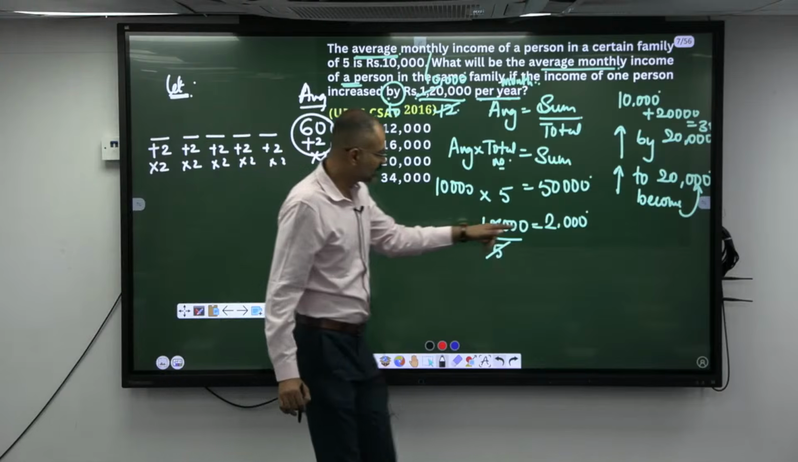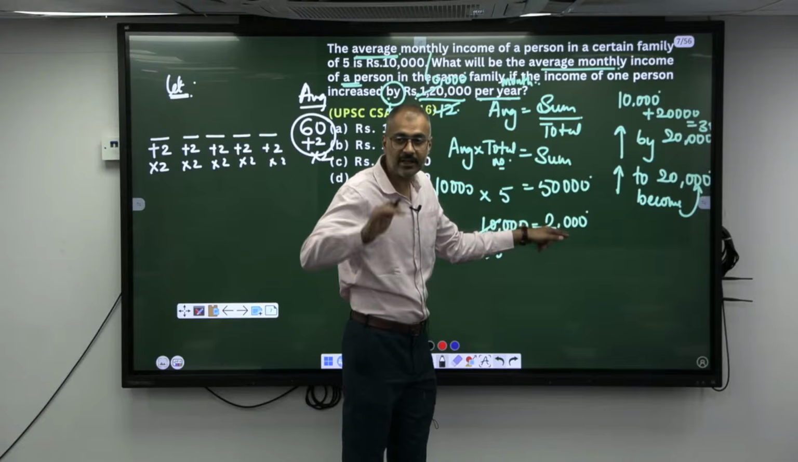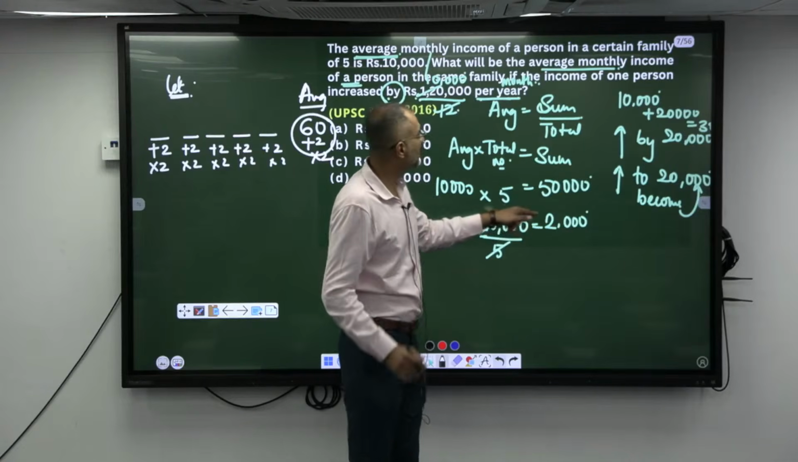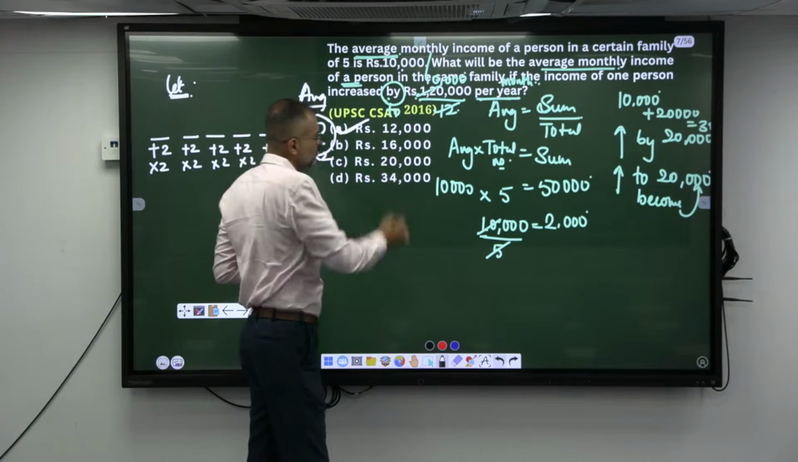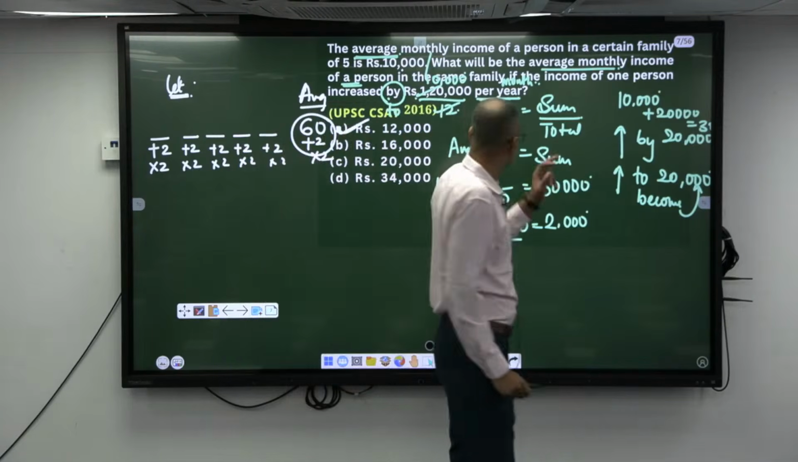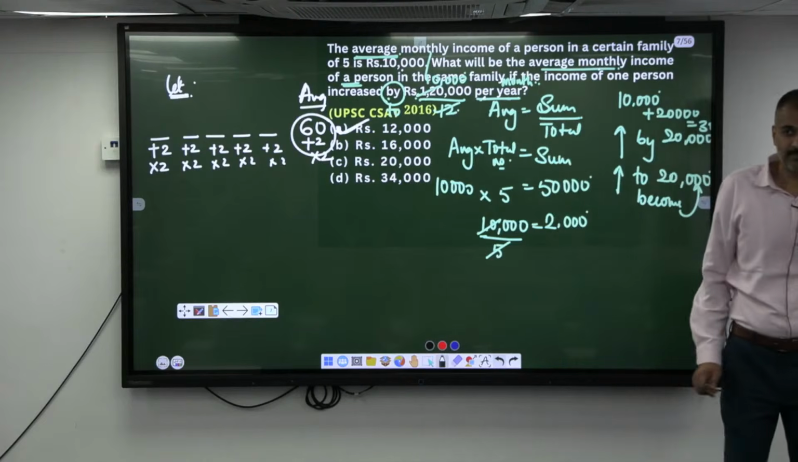Similarly, each person is getting 2,000. If each person gets 2,000, the average also increases by 2,000. What was the original average? 10,000. What will be the new average? 12,000, per month. Be cautious.